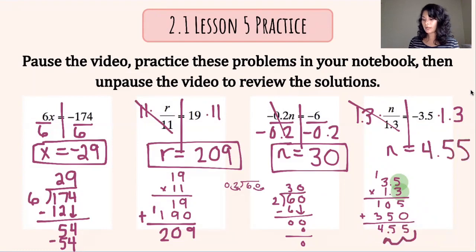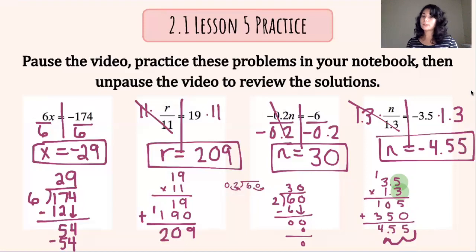4.55 and it should be a negative. Make that a little more clear so you can see it. Let me put the negative first. Negative 4.55, and that's my final answer, okay? And that is my last slide.